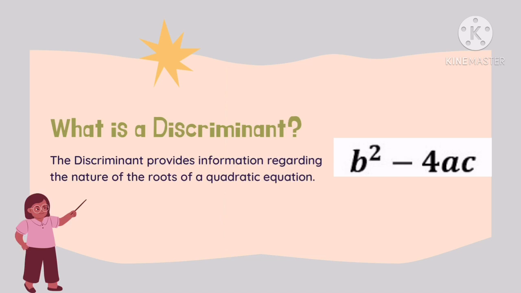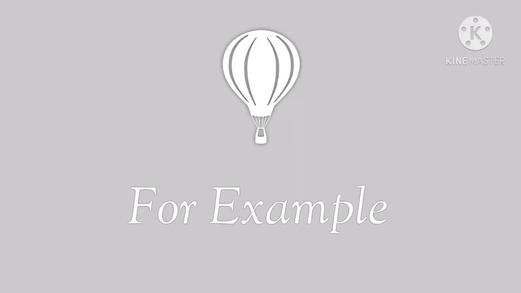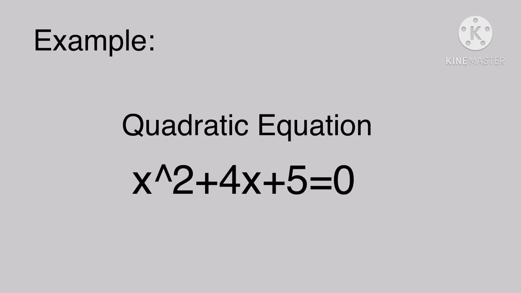In obtaining the discriminant of a quadratic equation, we must first identify the values of the following variables: a, b, and c. In this example, we have x squared plus 4x plus 5 equals 0 as our quadratic equation.